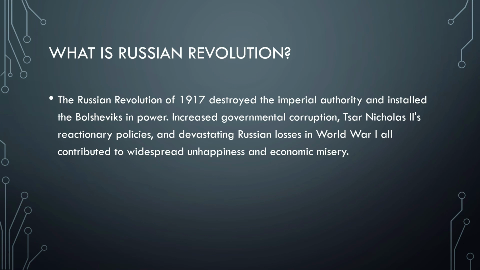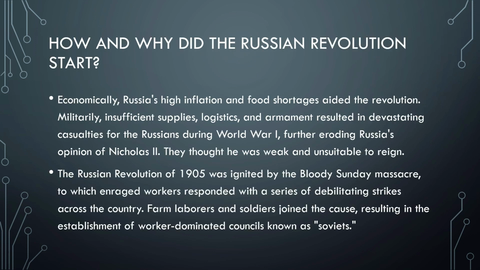The Russian Revolution of 1917 destroyed the imperial authority and installed the Bolsheviks in power. Increased governmental corruption, Tsar Nicholas II's reactionary policies, and devastating Russian losses in World War One all contributed to widespread unhappiness and economic misery. How and why did it start?